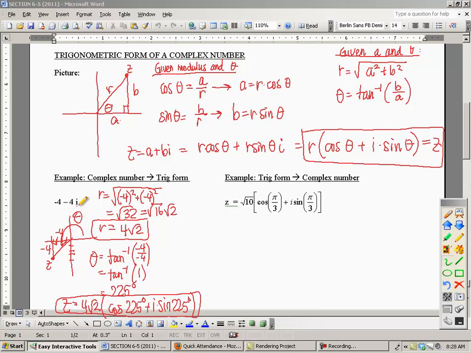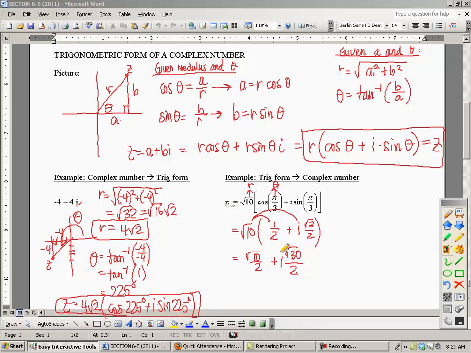We're going to go backwards. I've now given it to you in trig form. We want to go back to complex number form. And this is way easier. Here's our theta. As we go through, you're going to need your unit circle. The square root of 10. Now the cosine of pi over 3, so the cosine of 60 degrees, is 1/2. The sine of 60 degrees is the square root of 3 over 2. Now I'm going to take this and I'm going to distribute. So I get the square root of 10 over 2 plus square root of 10 times the square root of 3, which is the square root of 30 over 2, with an i.